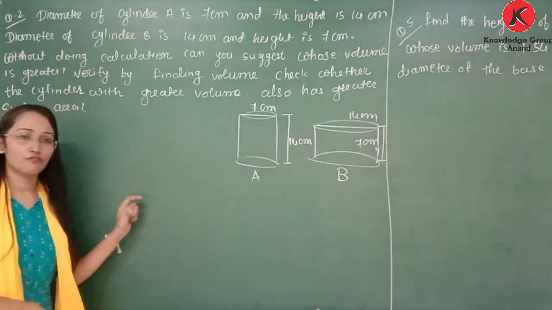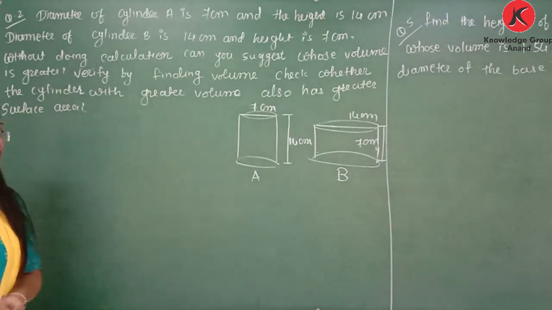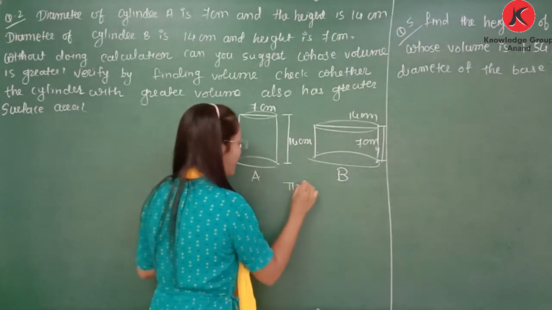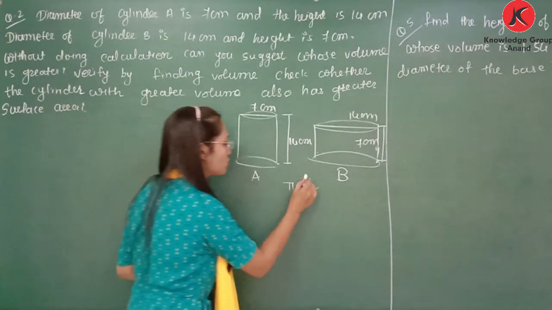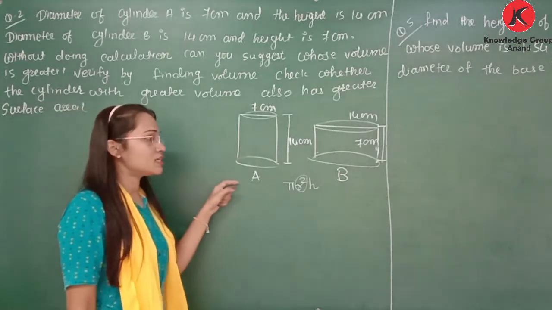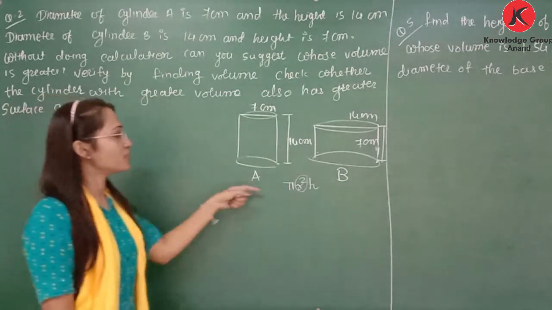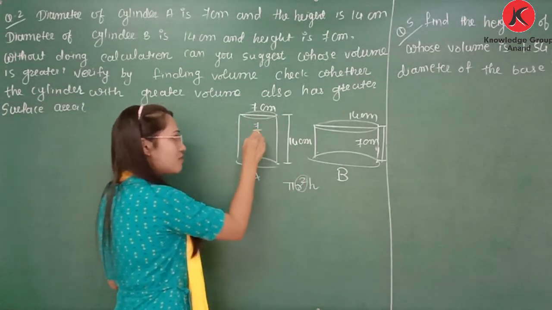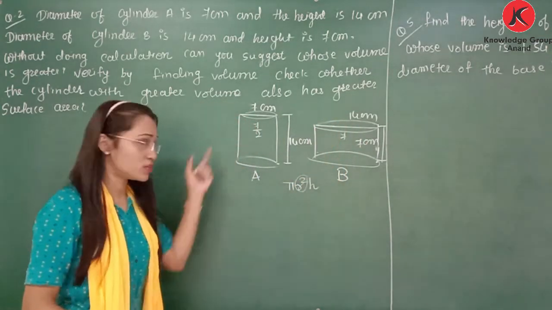So what is the equation for us? First of all, remember the equation. What is the equation for the volume of a cylinder? That is pi r square h. Now in the equation you can see we need to take a square of the radius. So whichever cylinder has a greater radius has a greater volume. So for which cylinder is the radius more? Here the diameter is 7, means radius is 7 by 2, and here diameter is 14, means radius will be 7. So which one is greater?